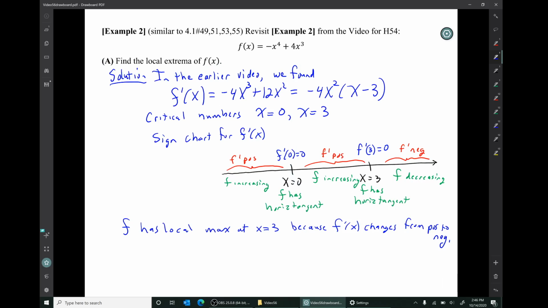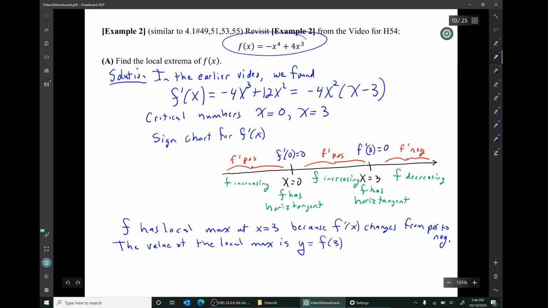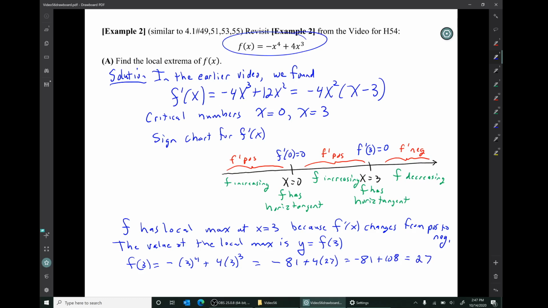Now, the question was to find the local extrema. The local extremum is not the number x equals 3. The local extremum is the y value, so we have to find the y value to find the local max. So we have to substitute x equals 3 into the formula for f of x. So the local max is this number, y equals 27.